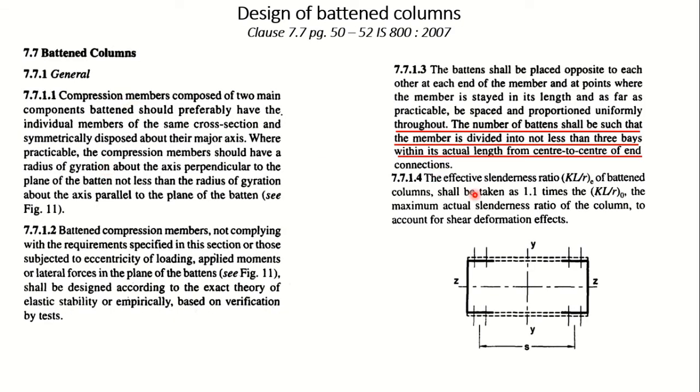Now the slenderness ratio we considered earlier was 1.05 times the actual slenderness ratio, whereas in the batten system it will be 1.1 times the actual slenderness ratio, to take into account the shear deformations. Shear deformation is nothing but the tendency to shift or sway sidewise. To prevent that, the slenderness ratio is increased. We are considering the increased slenderness ratio here.